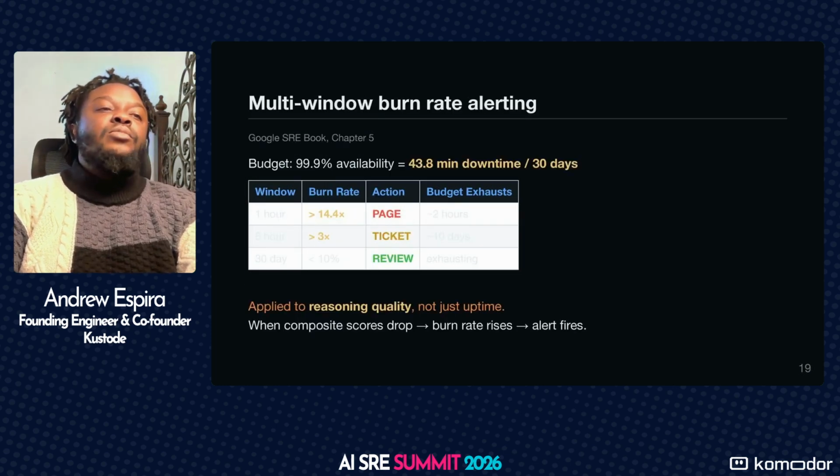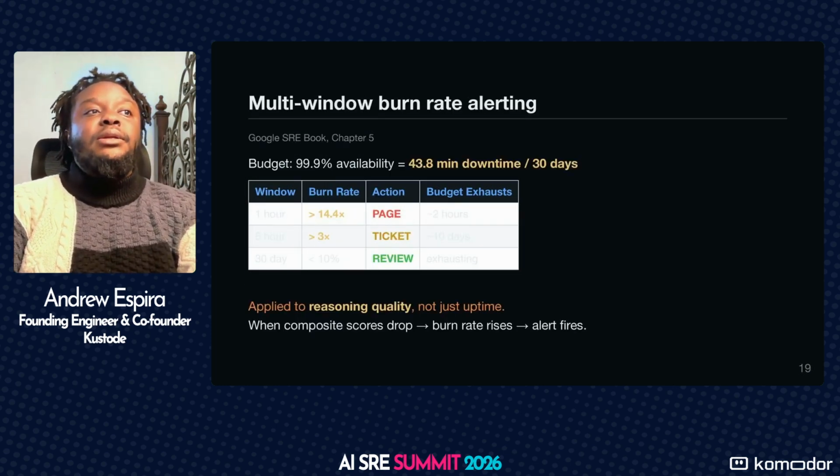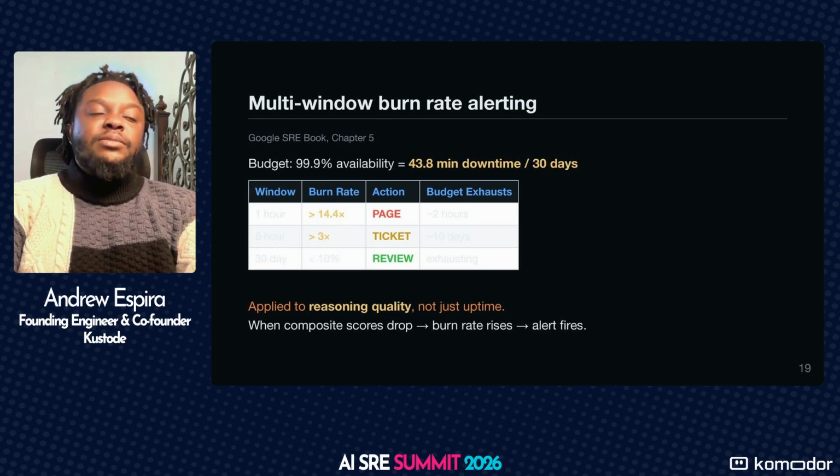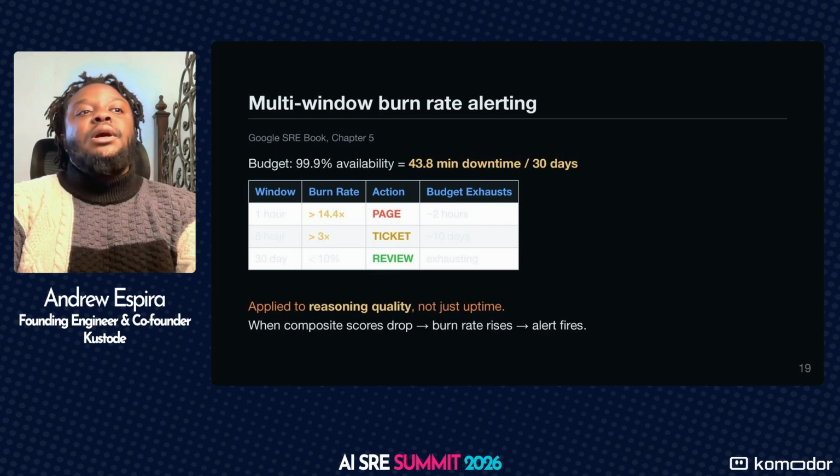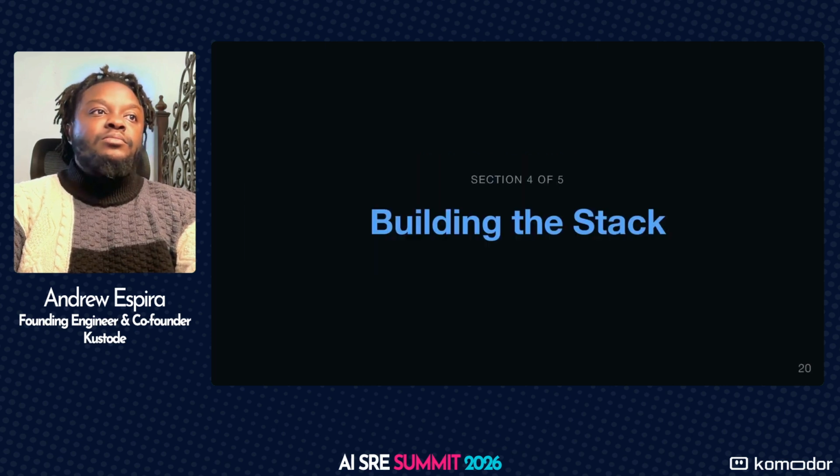And then you have things like multiple window burn rate alerting. Same thing, we are using the Google SRE principles to check uptime, and then we align this with the reasoning components of how the agents are reasoning and giving responses, like the trace reasoning across the agent when they are analyzing data or giving feedback back to the user.